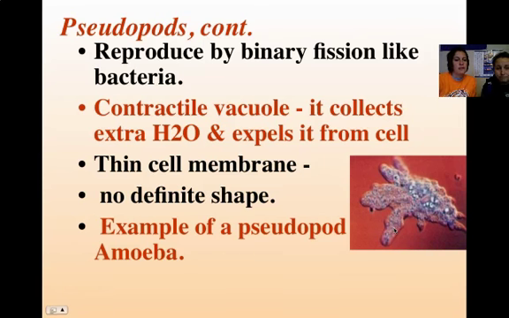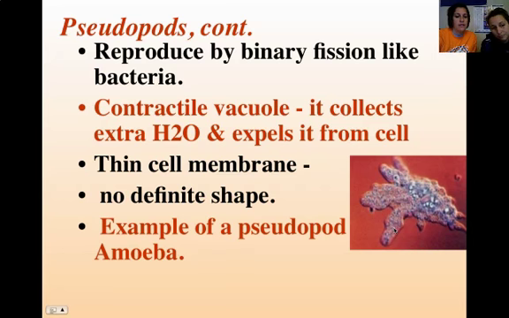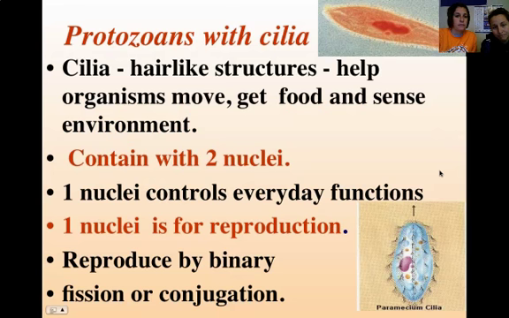Okay, pseudopods can reproduce by binary fission just like bacteria. They do have a contractile vacuole which collects extra water and expels it from the cell. They have a thin cell membrane that has no definite shape. You saw in all the pictures of these pseudopods, they have very odd shapes. An example would be the pseudopod amoeba.